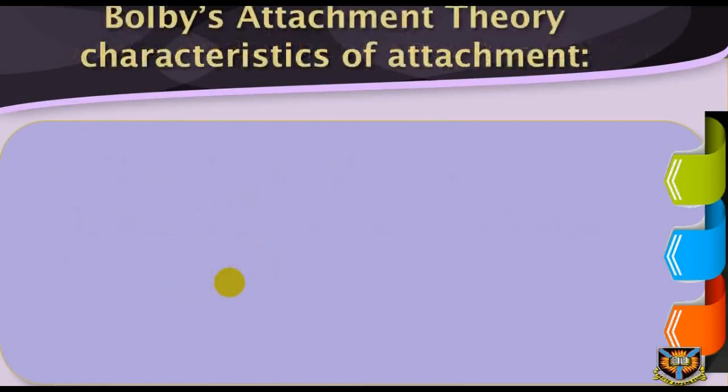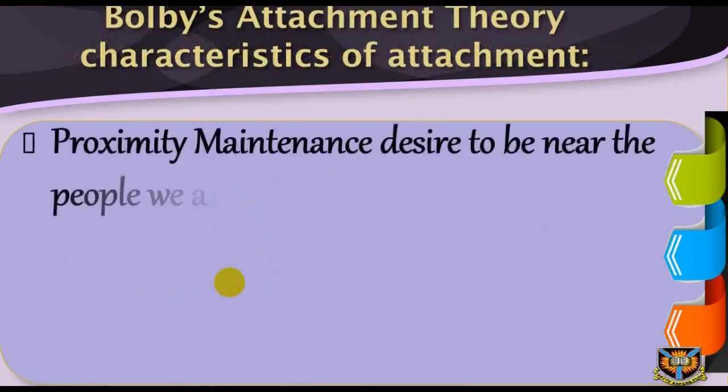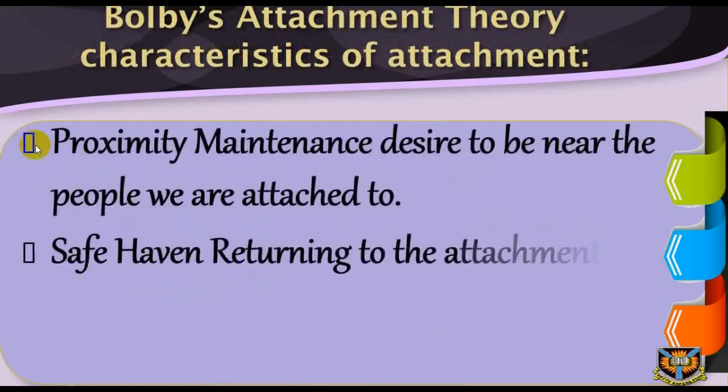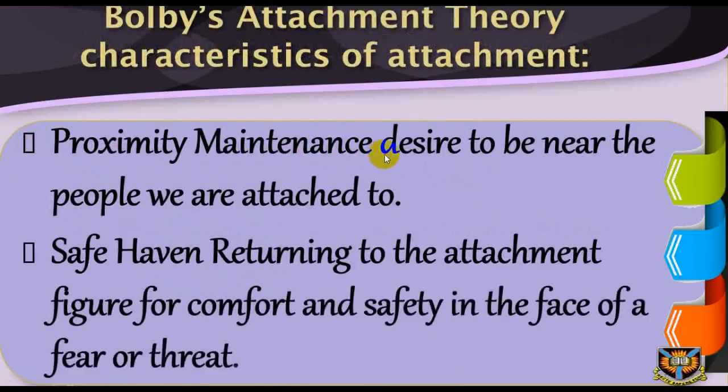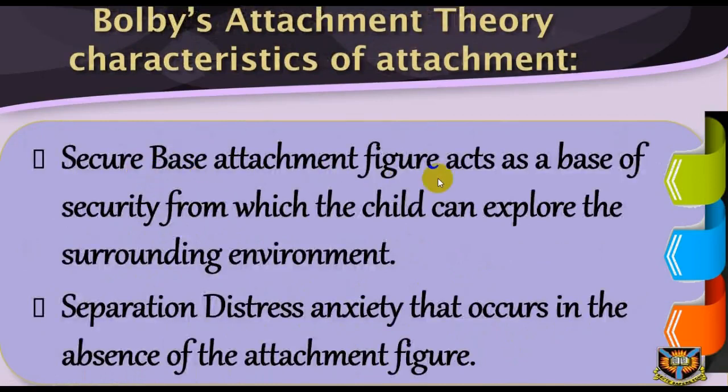Bowlby believed that there are 4 distinguishing characteristics of attachment. These are: 1. Proximity maintenance, the desire to be near the people we are attached to. 2. Safe haven, returning to the attachment figure for comfort and safety in the face of a fear or threat. 3. Secure base, the attachment figure acts as a base of security from which the child can explore the surrounding environment. And 4. Separation distress. This is anxiety that occurs in the absence of the attachment figure.